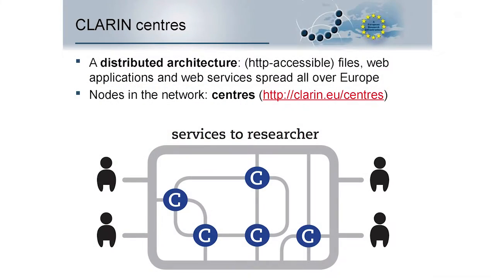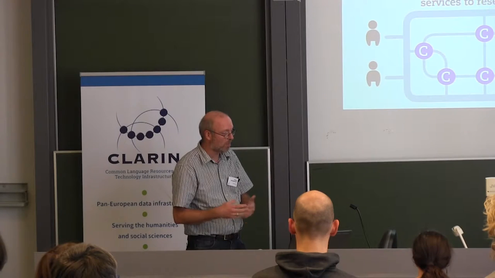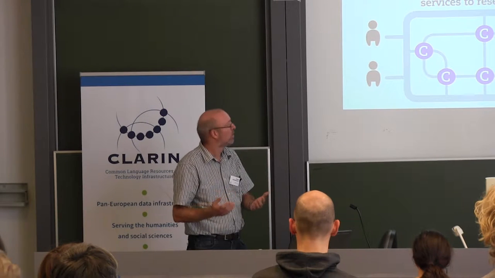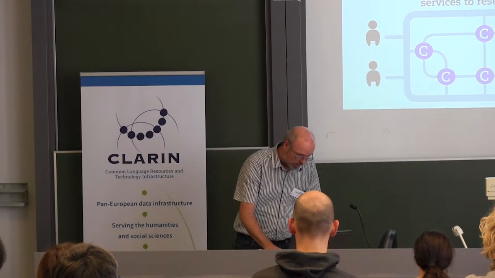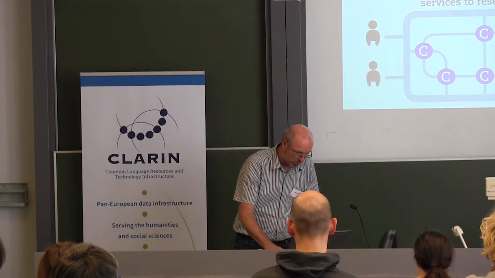The CLARIN infrastructure is a distributed architecture where CLARIN centers play an important role. These CLARIN centers are like the nodes in the network, and they provide the data, the services, the applications, and they do that over the web in general. And they give these services to the researcher.